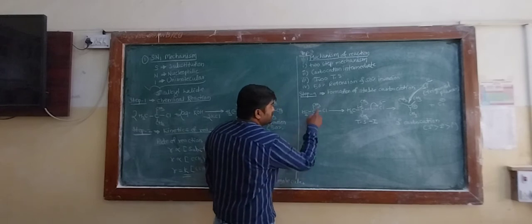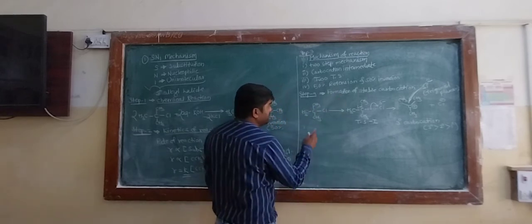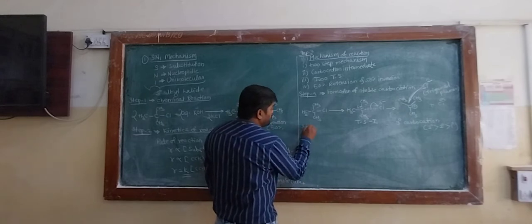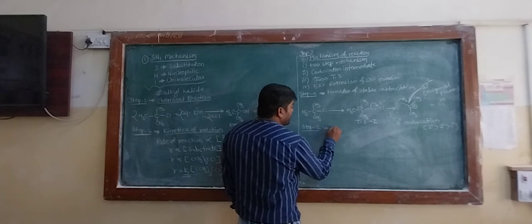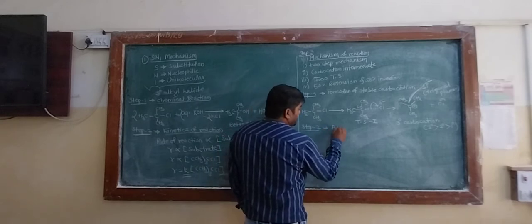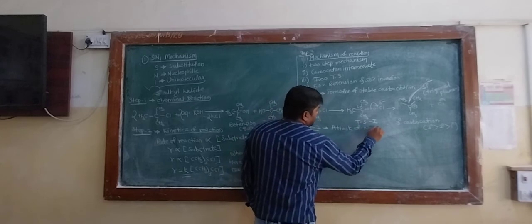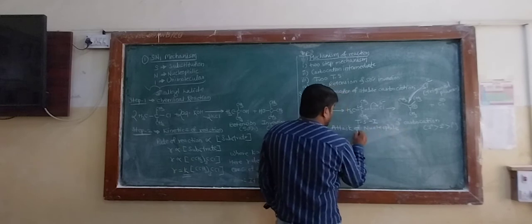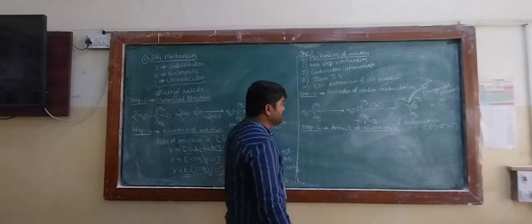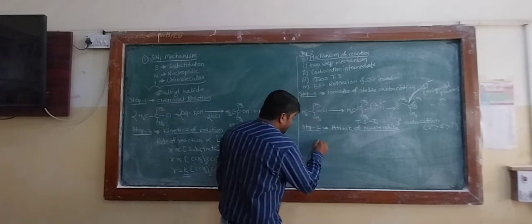Now, what is the title of step 1? It is the formation of a stable carbocation. Now step 2 is the attack of the nucleophile. The nucleophile is the OH minus ion. So the carbocation is planar in nature.